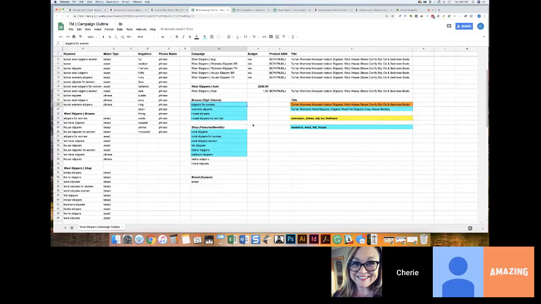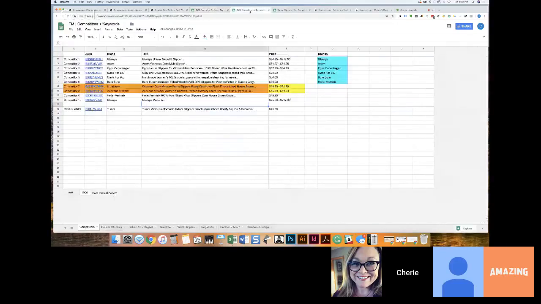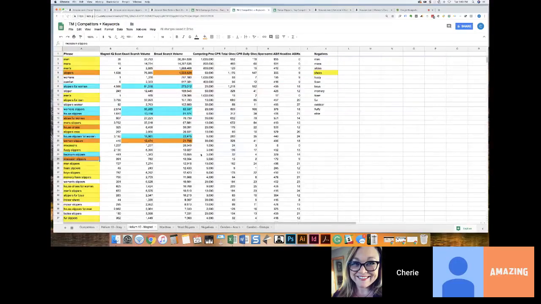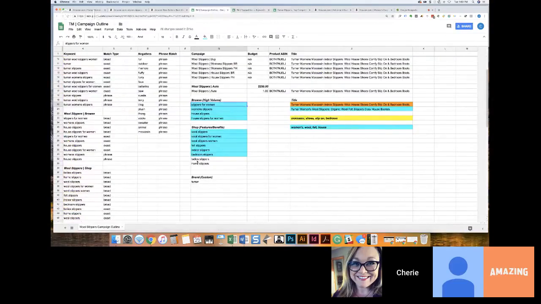If I look at women's slippers, that's a good phrase match. It's a 2-word phrase. I'm sure people are going to put words in front of it and behind it, because over here in our Helium 10 research, we saw that there was a lot, right? A lot of broad volume on these keywords. And so we know that we're going to get some more exact phrase matching in that particular variation. So I'm going to test it.